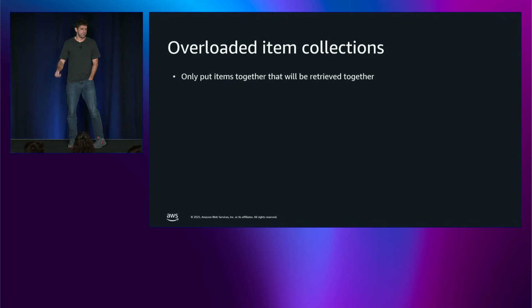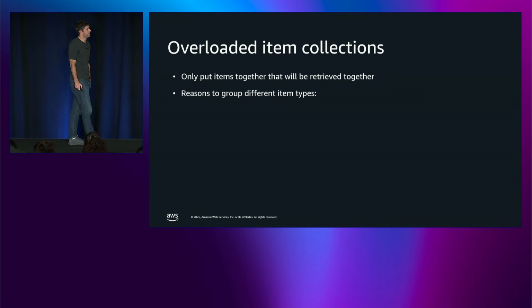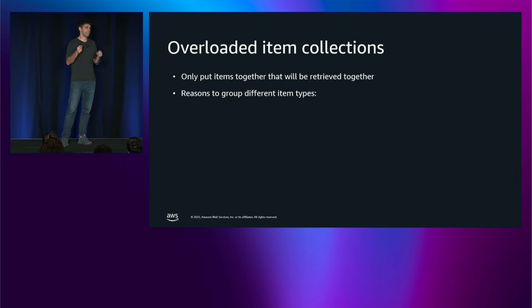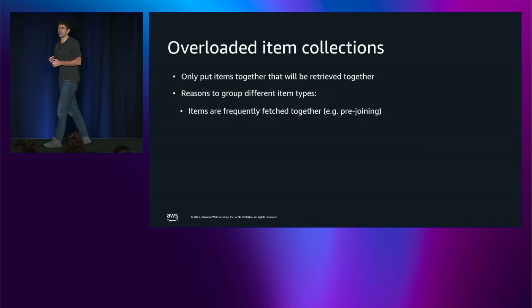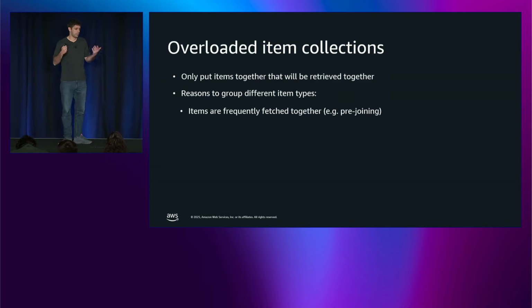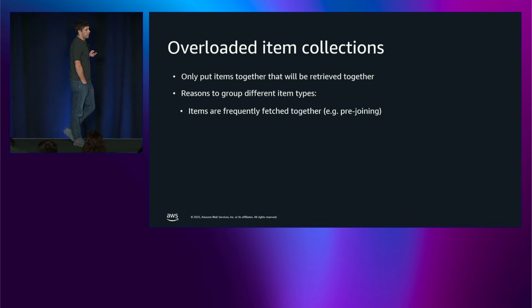So again, only put items together that are going to be retrieved together. The big reasons to group different item types together would be, number one, those items are frequently fetched together. You're basically pre-joining those records. That's the order and its order items. I want to fetch those in a single request rather than making two separate requests for that. That can be a valid reason for it.